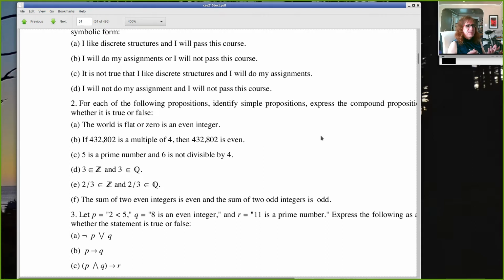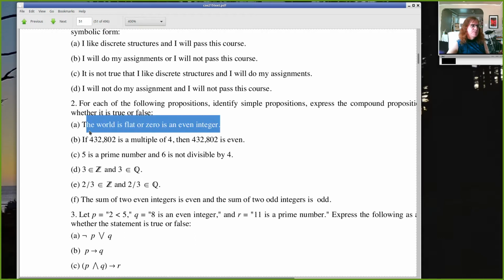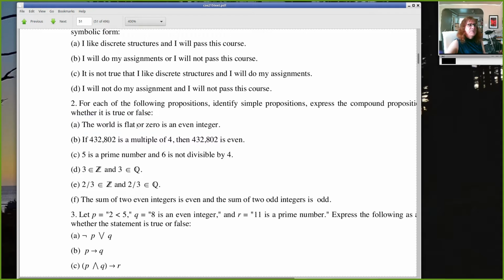And then this would be the proposition F or Z, right? First proposition or second proposition. And that should be true if either or both of those propositions is true, and 0 is an even integer, so this whole proposition is true, even though it includes a nonsensical part like the world is flat. And if you're a flat earther, no offense intended. And so on and so forth.